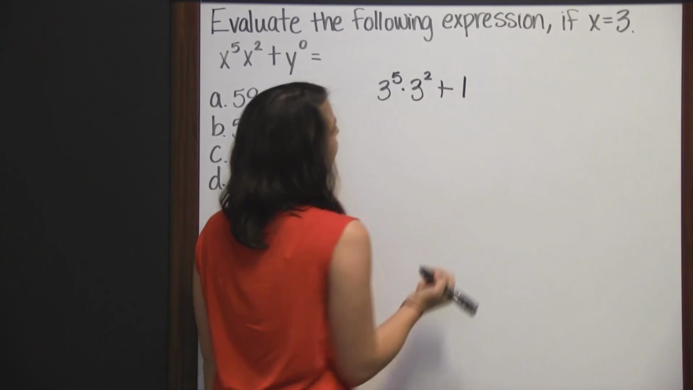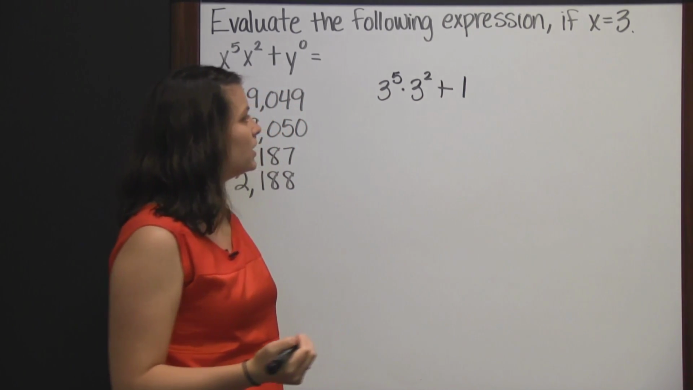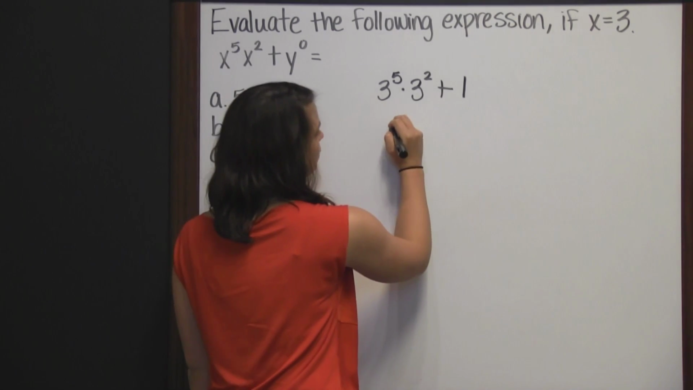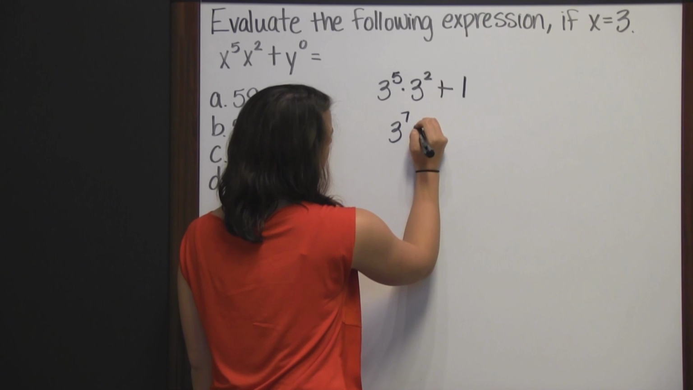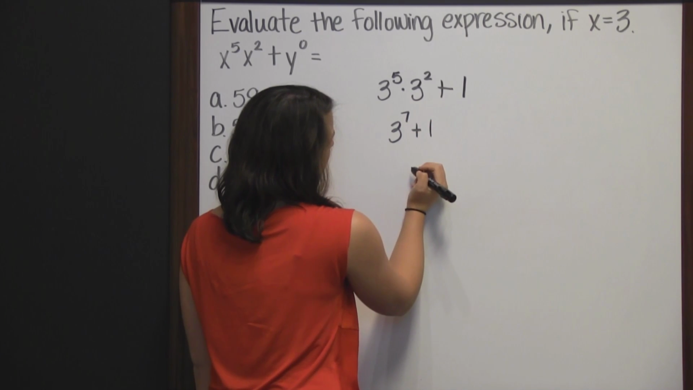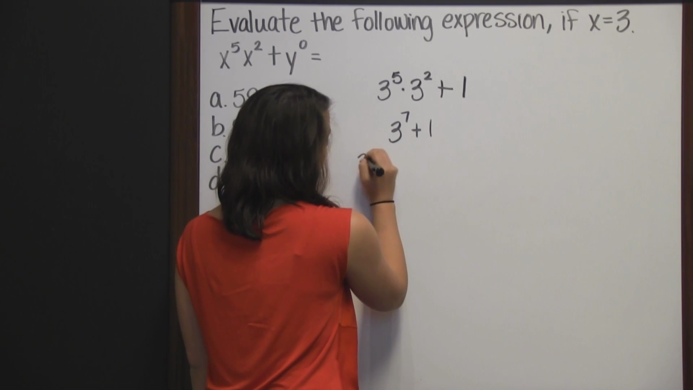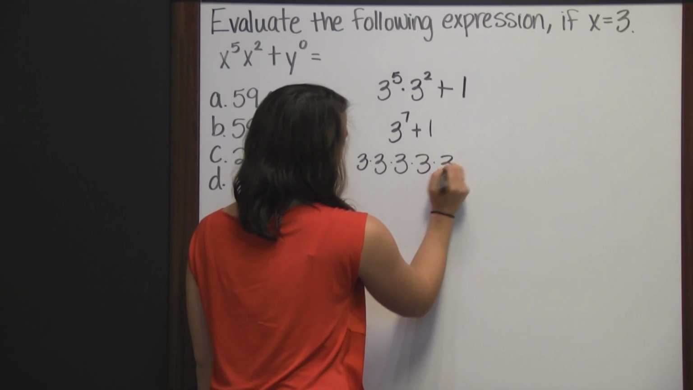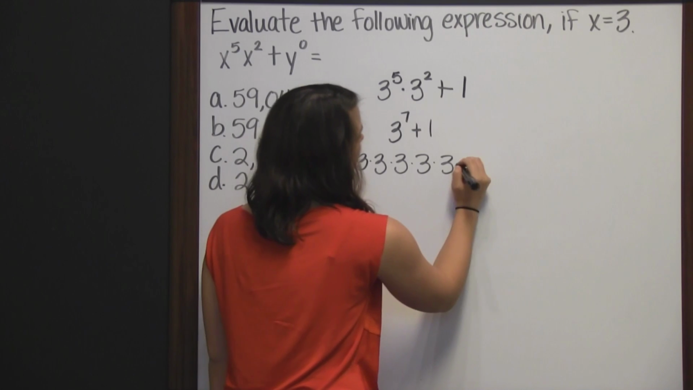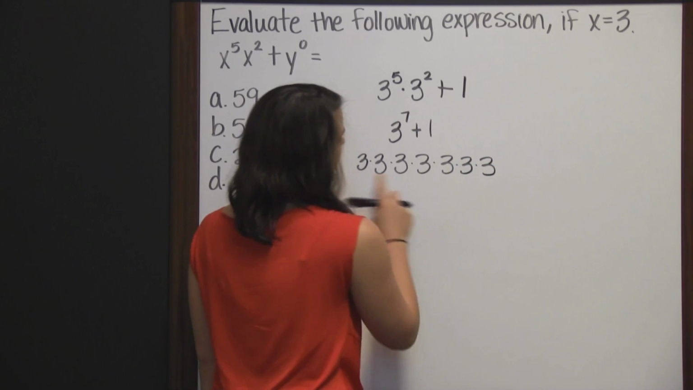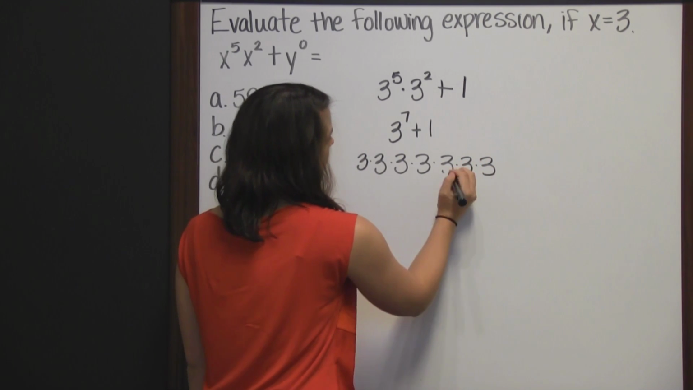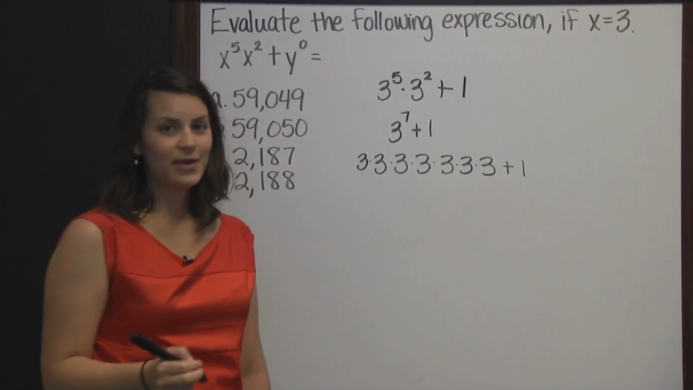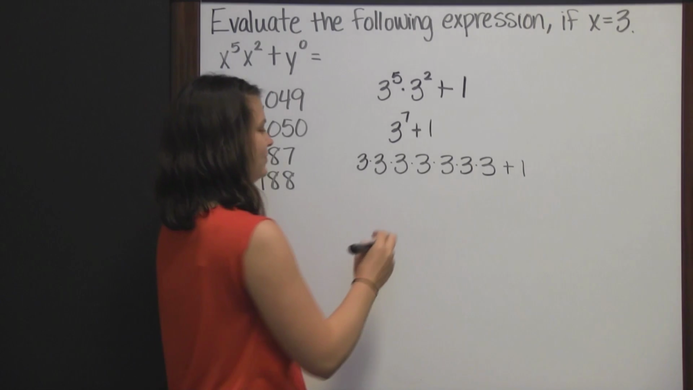So that's plus 1. 3 to the 5th times 3 squared is really 3 to the 7th power plus 1. And 3 to the 7th power is 3 times 3 times 3 times 3 times 3, 1, 2, 3, 4, 5, times 3 times 3. Okay, so we have a lot of 3's to multiply.